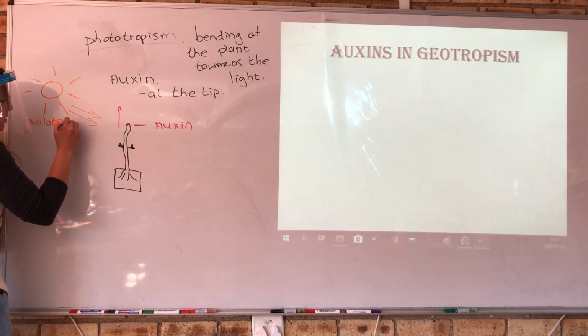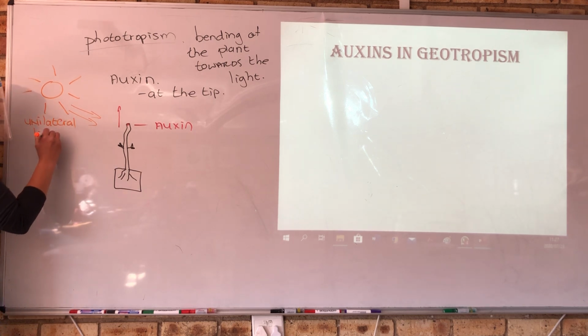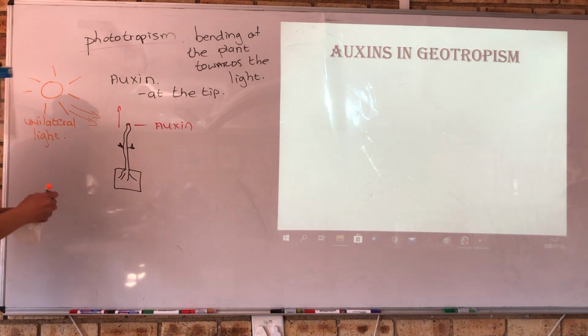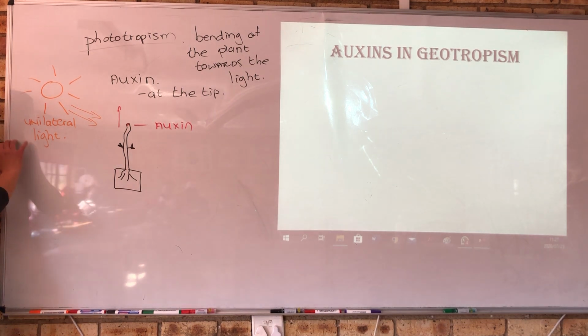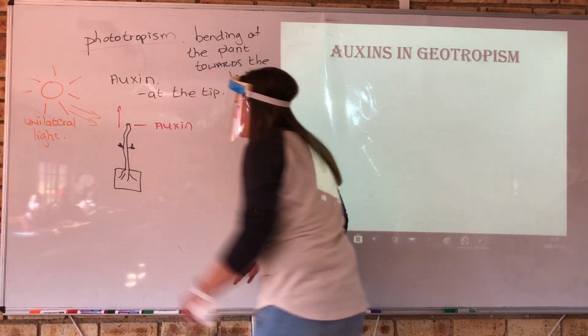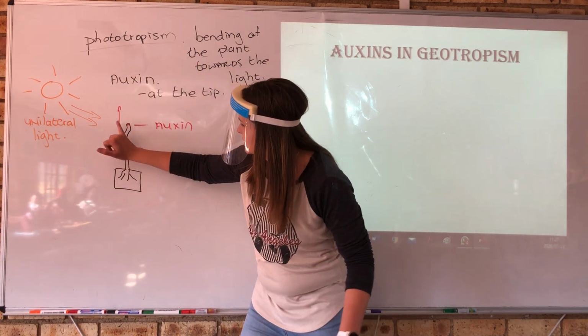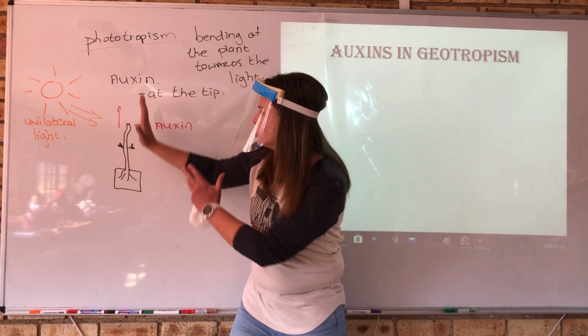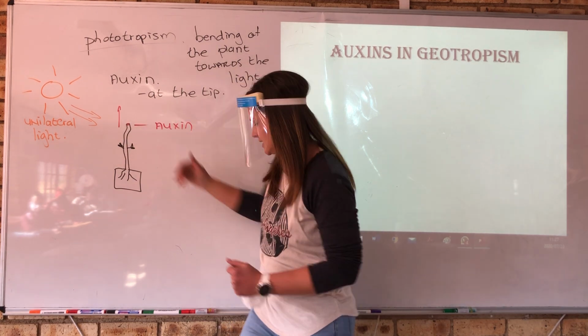Unilateral light. Okay? You cut out of video. That's fine. They don't need me, they need my voice. So, unilateral light. What that unilateral light does is it causes the concentration of the auxins to move across to the side opposite to where that light is coming.